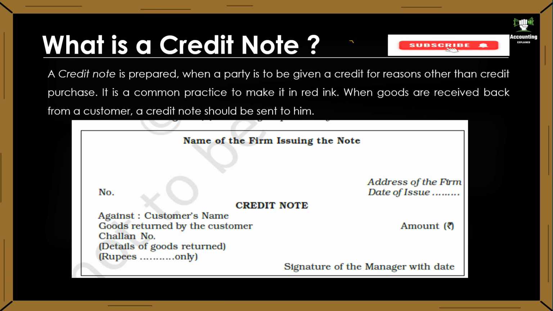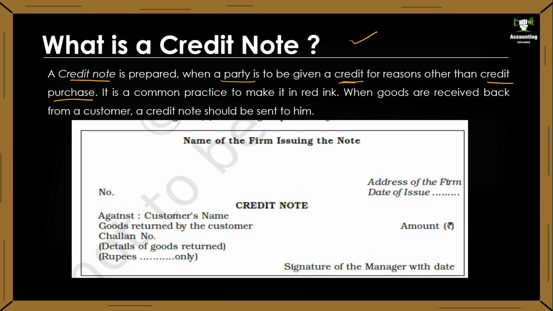What is a credit note? A credit note is prepared when a party is given a credit for reasons other than the credit purchase. We are going to credit a party here other than the credit purchase. Usually we credit a party when there is a credit purchase. What is the entry? Purchase account debit to the party account, right? Here, other than the credit purchase, if you are going to credit that party, then we will raise a credit note. Okay. It is a common practice to make it in red ink. Usually, they will prepare the credit note in red ink.